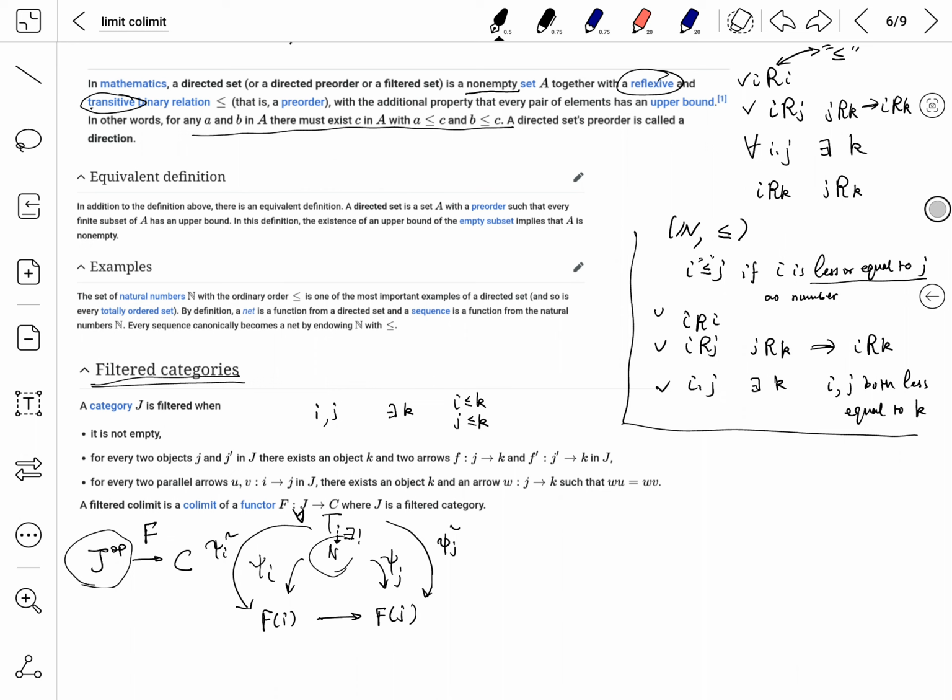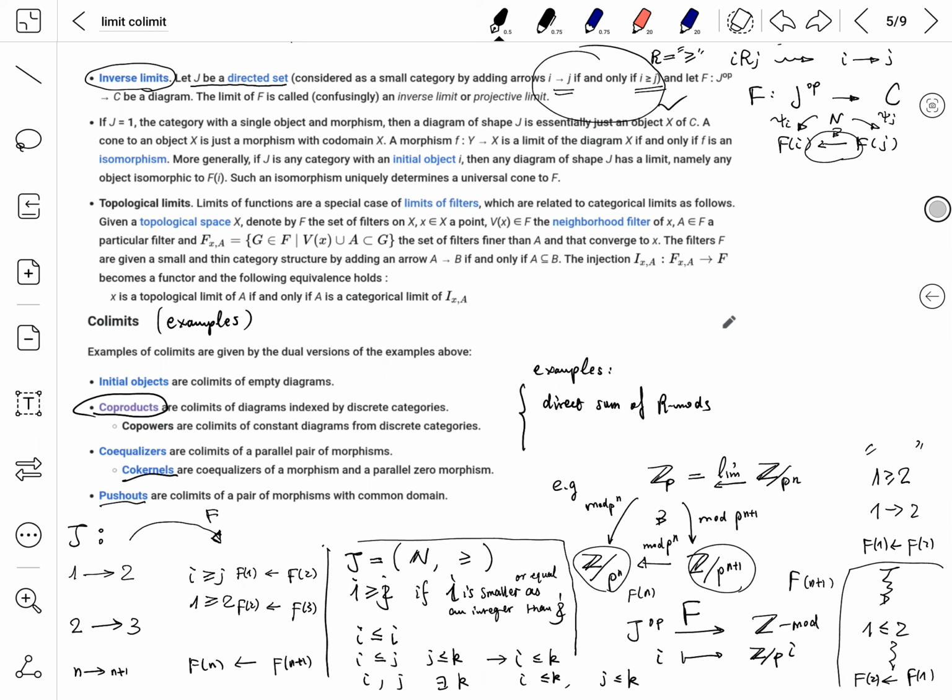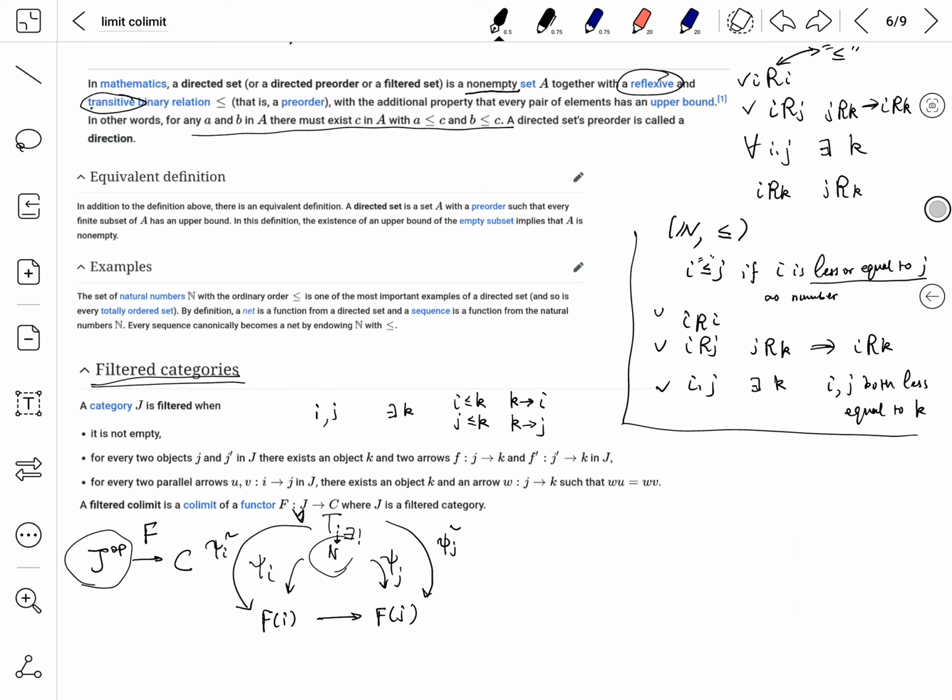And this implies that there is a map from K to i, and a map from K to j, because at the beginning we are keeping the same direction, starting from the bigger one and mapping to the smaller one. But then if you apply your F, this is in J; if you look at J op, this will tell you exactly there exists a K and morphisms mapped to it, right? And lastly, for every two parallel arrows there is an object K and an arrow such that composed with it they become the same.